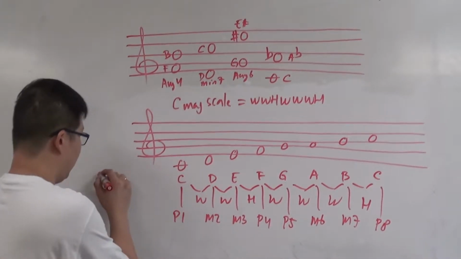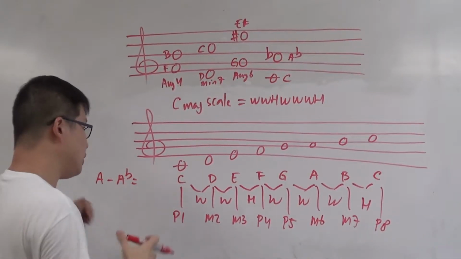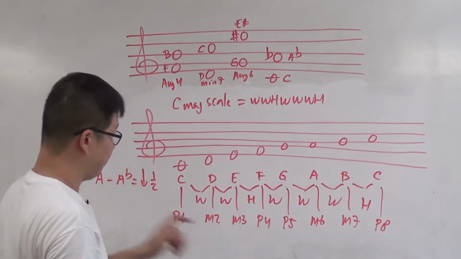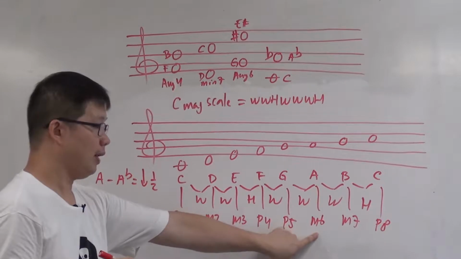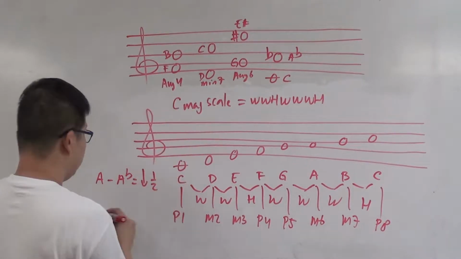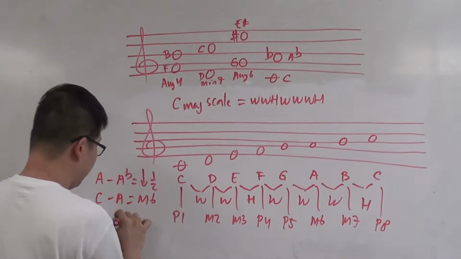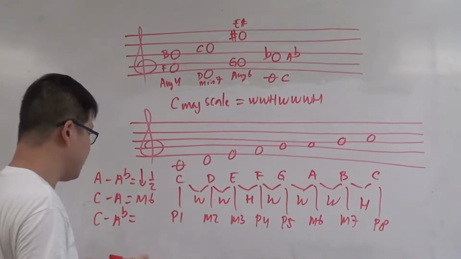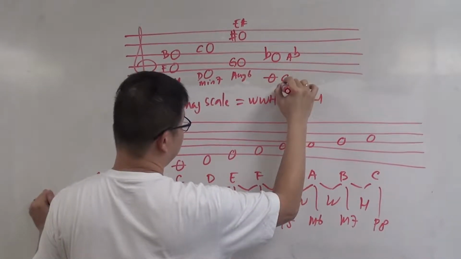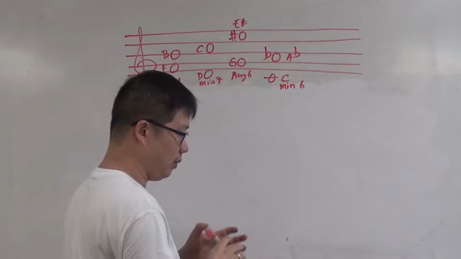Yes, we have A. Now, A to A flat, does it increase by a semitone or decrease by a semitone? Decrease by a semitone. Correct? Now, major interval, if it decreases by a semitone, it becomes minor. Very good. So, C to A itself is a major 6. However, because there's a flat, it decreases by a semitone, so it becomes minor 6. So, we put over here the interval is minor 6.